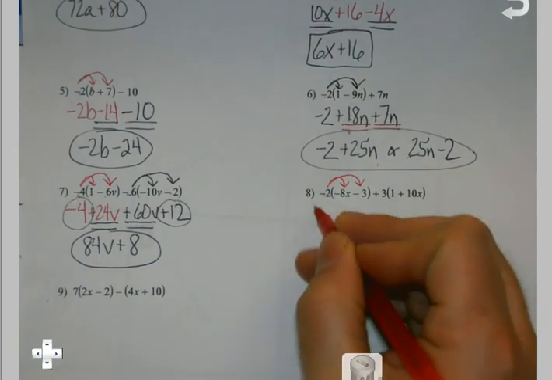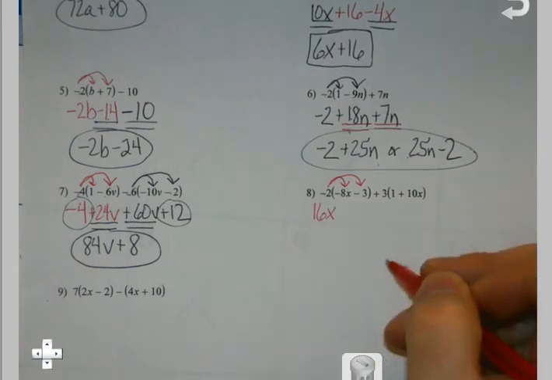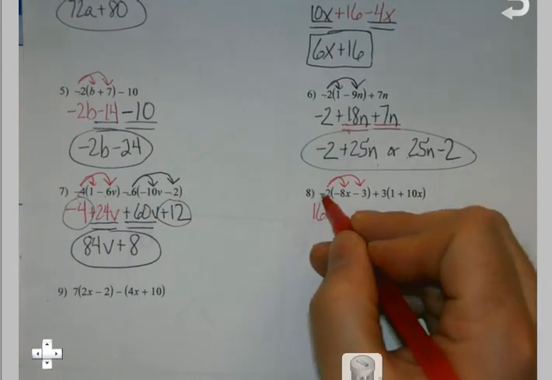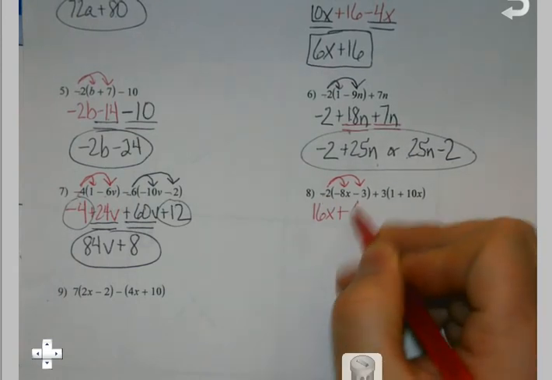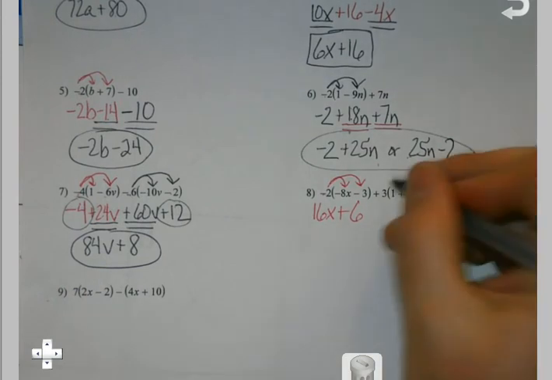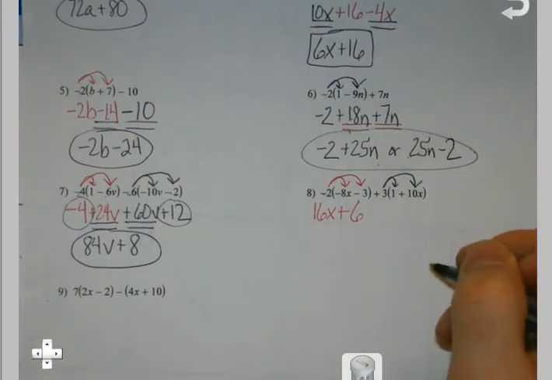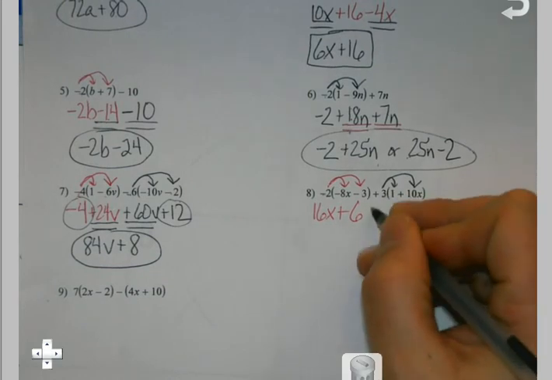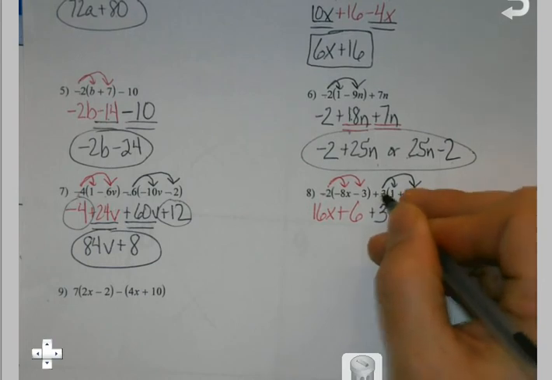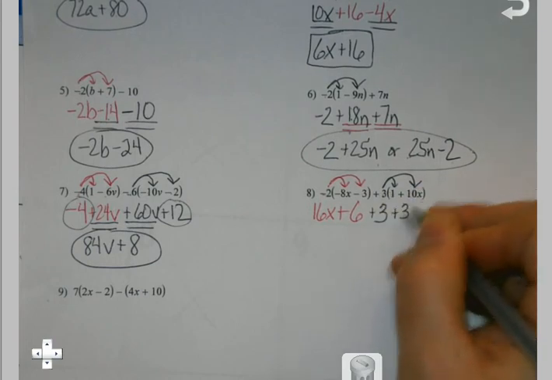Negative times negative is positive. Same with here, -2 times -3 is +6. And then I do the same thing with my second parentheses, which is called a quantity. 3 times 1 is 3. 3 times 10 is 30.